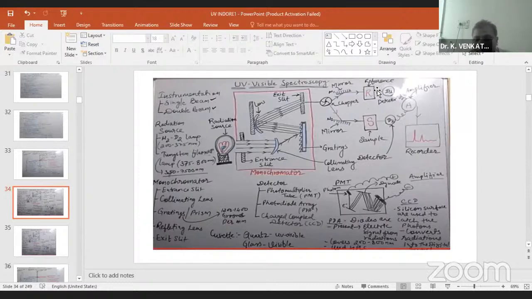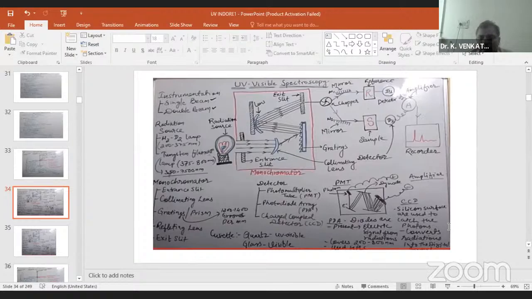Then the radiation enters the detectors. The detector converts the radiation to a signal, and the signal is recorded at the amplifiers. The sample part also moves to the detector, the detector converts the radiation to a signal, and the signal is recorded in the amplifiers.